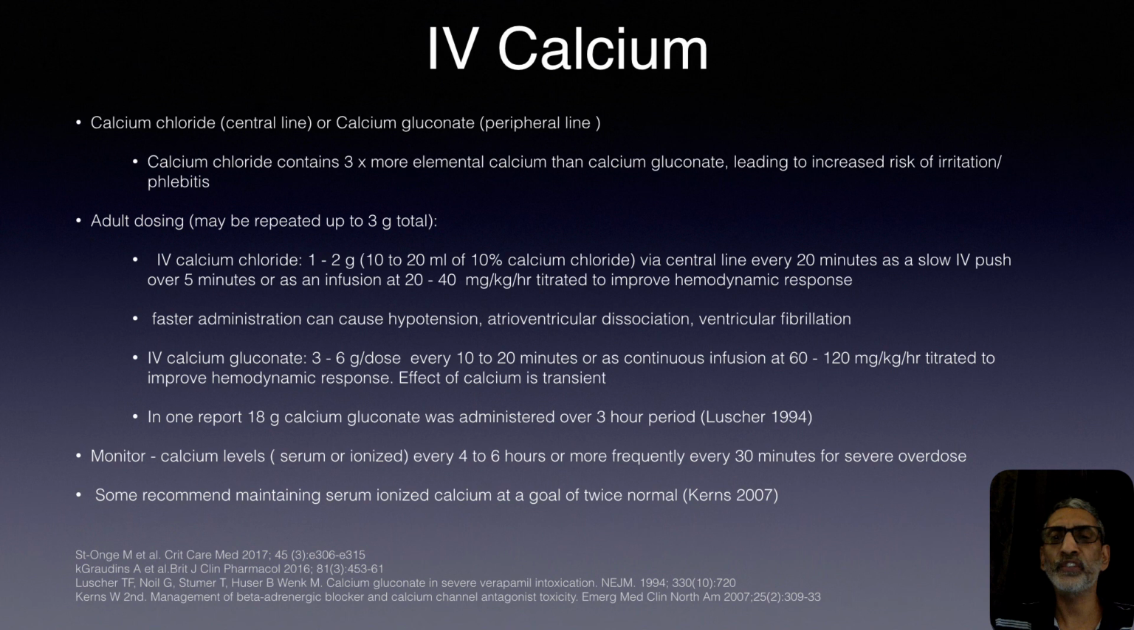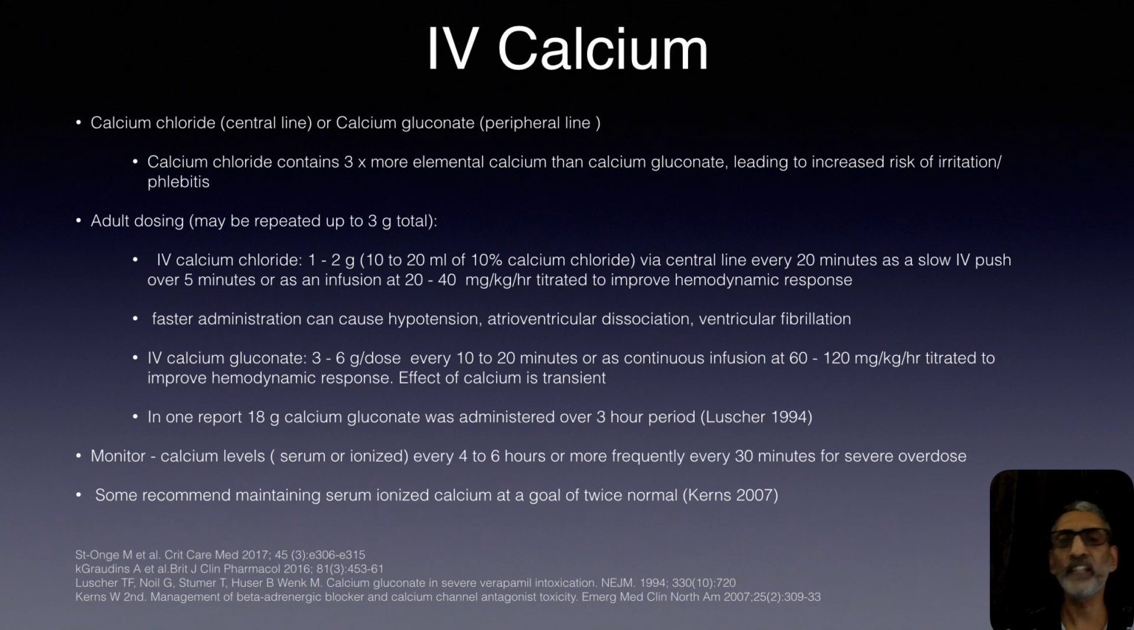You can give it via central line, very slowly over 5 minutes. You can repeat it every 20 minutes if you're giving it as a bolus, or you can continue with a continuous infusion at 20 to 40 milligram per kg per hour. You titrate it based upon the hemodynamic response of the patient. Faster administration of calcium can lead to hypotension, atrioventricular dissociation and ventricular fibrillation.